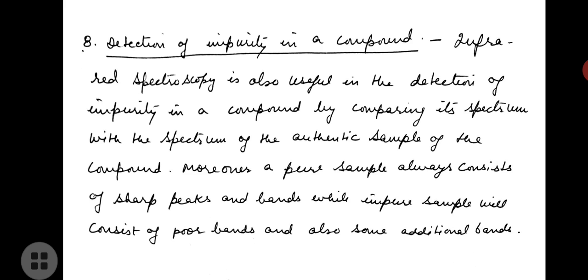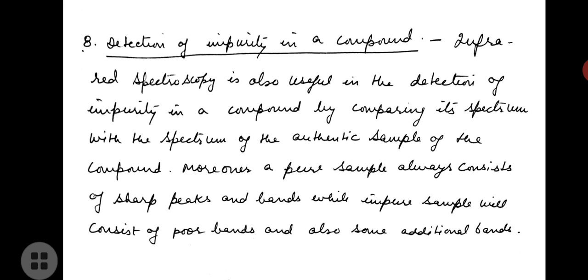Then the next one is the detection of impurity in a compound. Infrared spectroscopy is also useful in the detection of impurity in a compound by comparing its spectrum with the spectrum of the authentic sample of the compound. A pure sample always consists of sharp peaks and bands, while an impure sample will consist of poor bands, and also some additional bands will be there in the spectra.